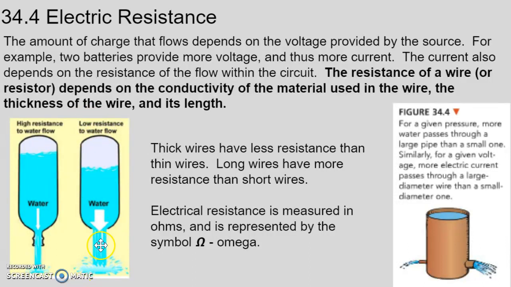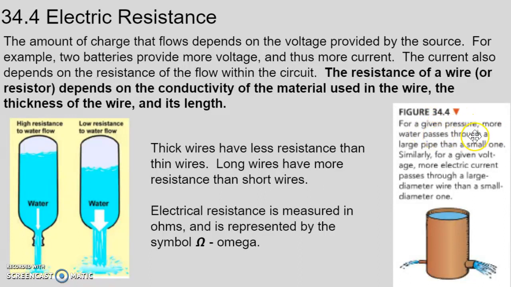We'd simply say that more water is flowing out of here. Thick wires have less resistance than thin wires. Long wires have more resistance than short wires. Electrical resistance is measured in ohms and is represented by the symbol, in this case here, omega. It's this symbol right here.